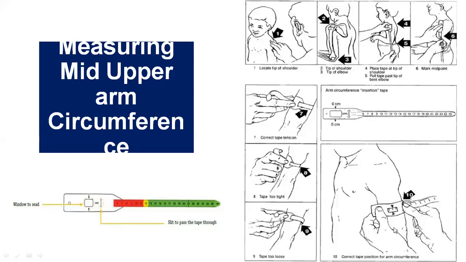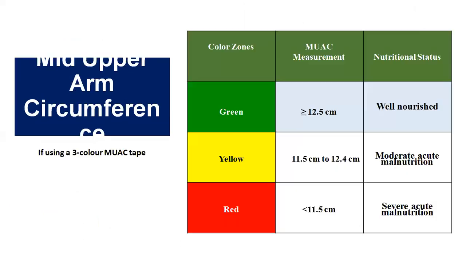Picture number 10 demonstrates the correct tape position. It should not be too tight. It should not be too loose. It should just snugly fit the mid-upper arm. So here the value of the mid-upper arm circumference can lie either in the green zone, which is normal nutrition. It can lie in the yellow zone, which correlates to 11.5 to 12.5 centimeter, which signifies moderate acute malnutrition. But if it lies in the red zone, that is the MUAC is less than 11.5 centimeter, we will classify the child as severe acute malnutrition.